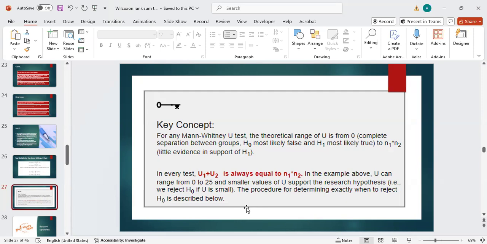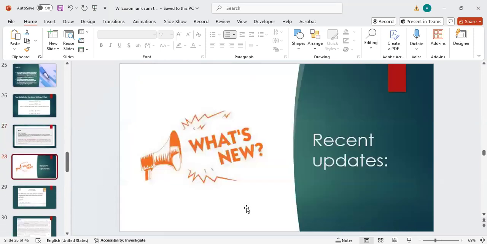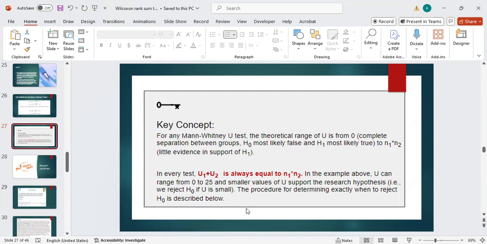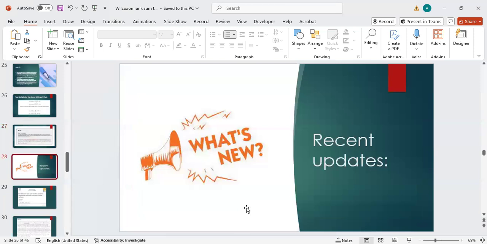The procedure for determining exactly when to reject the null hypothesis is described below. Sorry, I'm sorry, there is a missing slide. I will update this again.